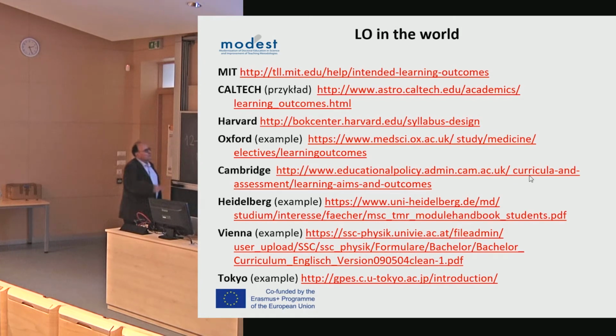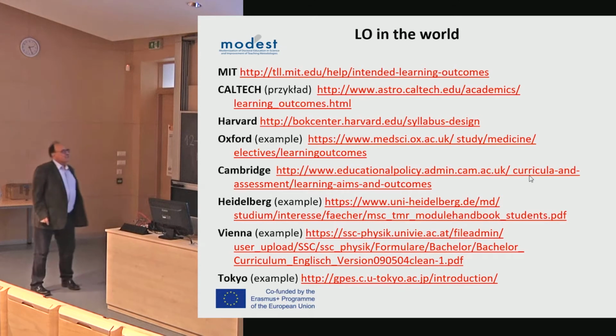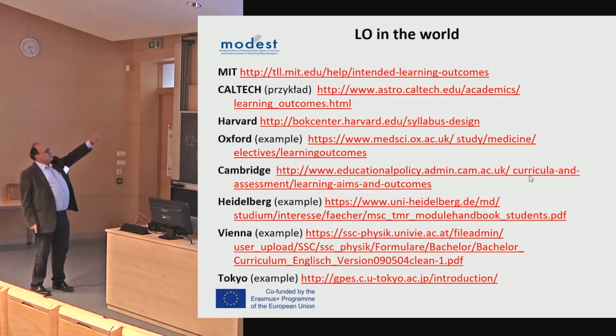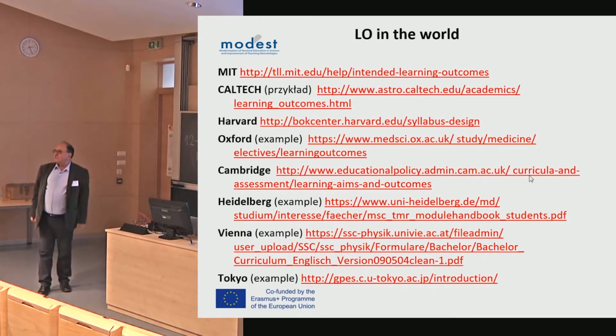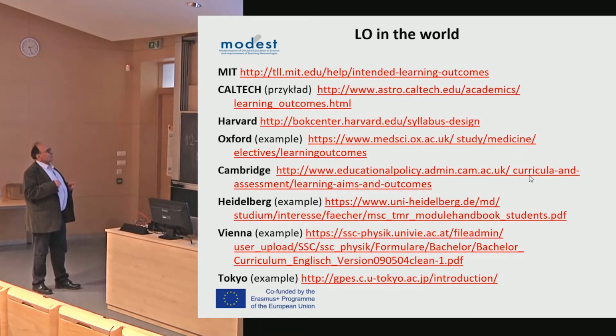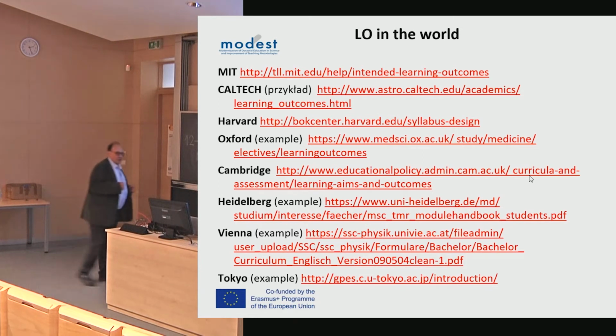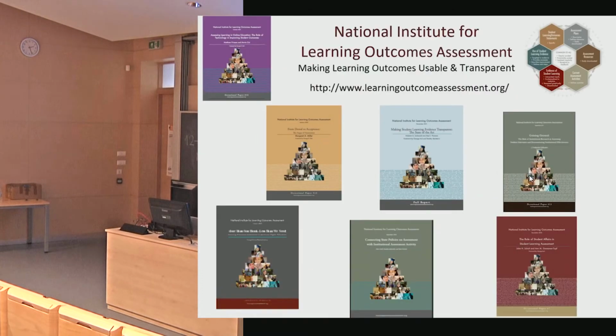Here I have a special slide for you, where you have examples of nice formulations of learning outcomes from top universities in the world. You see MIT, Heidelberg, Cambridge, Oxford, Vienna, Tokyo, and so on, just to have a look. How do they formulate learning outcomes? How do they formulate their policy for curriculum development and so on? Another information I just want to signal to you is that in the USA, they have a special institute, the National Institute for Learning Outcomes Assessment. And you can find online, free of charge, many booklets concerning various aspects of learning outcomes. So there are plenty of materials we can just take and use as reference materials.